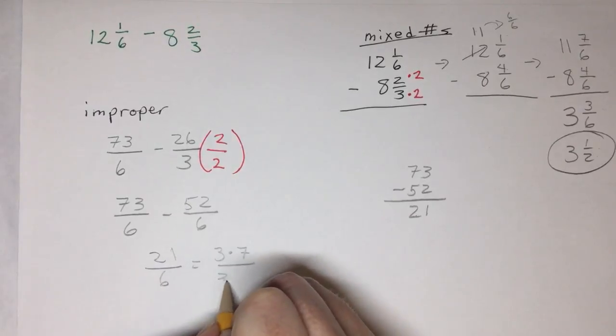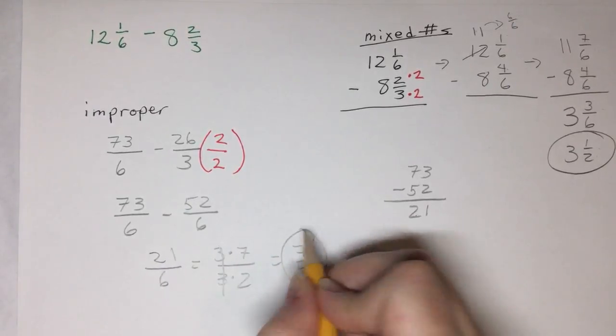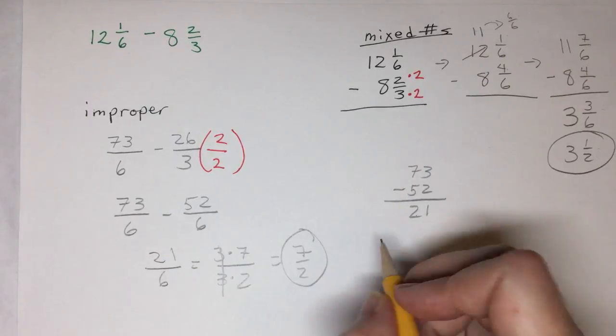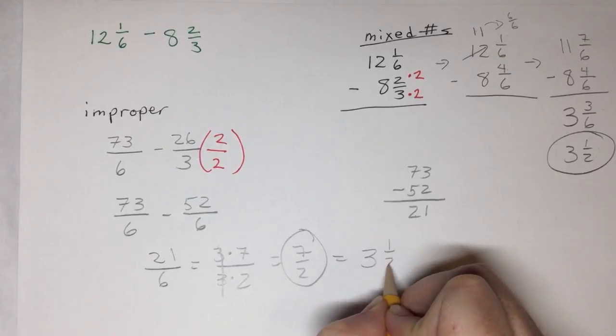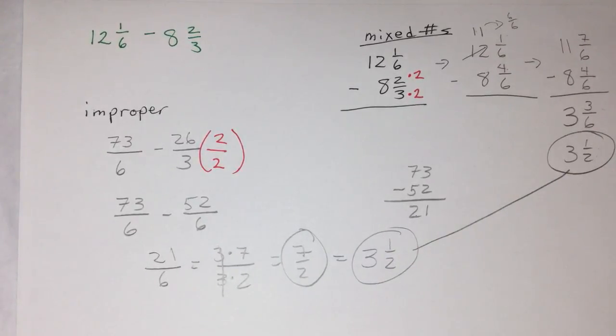3 times 7, 3 times 2, 7/2, which is again generally going to be the preferred form algebraically, but which converts very easily to the mixed number 3.5 without much scratch work at all. Lot less chance for careless errors using the improper fractions than with the mixed numbers.